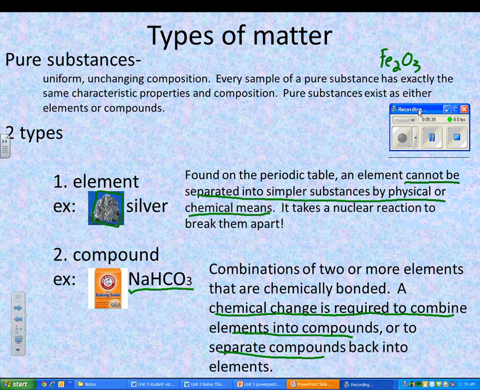So to review, single elements you can find on the periodic table. If it's not just one little box in that periodic table, it cannot be an element. Compounds have several elements combined together to form one single compound. Elements cannot be separated in simple substances. Compounds take a chemical change or a chemical reaction to change those bonds up.